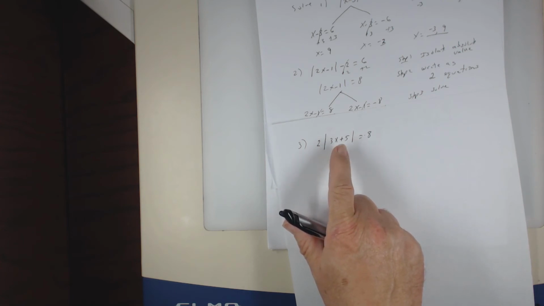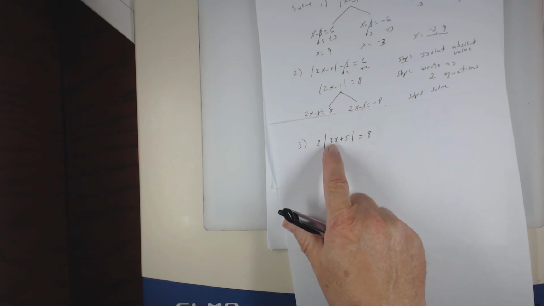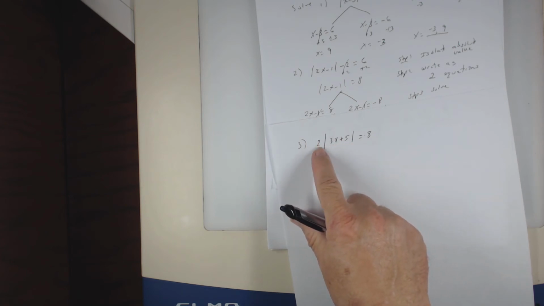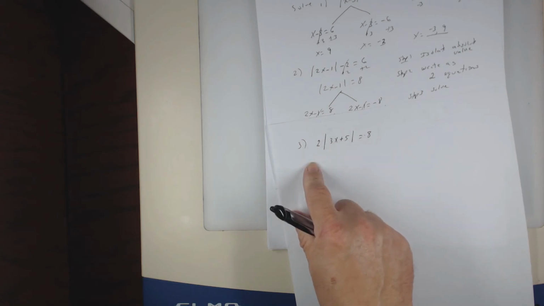All right. Now I'm going to say this. If you were to distribute, now remember, you really distribute if these were parentheses, right? And if you were to distribute the positive 2, that would be okay. But if this were a negative 2, you really don't want to do that. So if this were a negative 2, you want to divide both sides by -2.